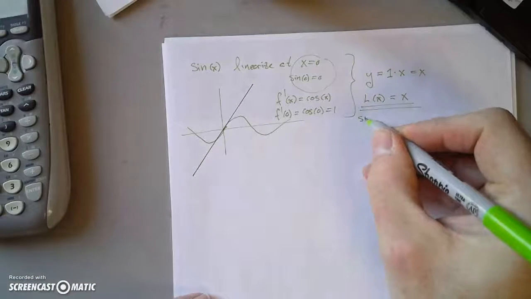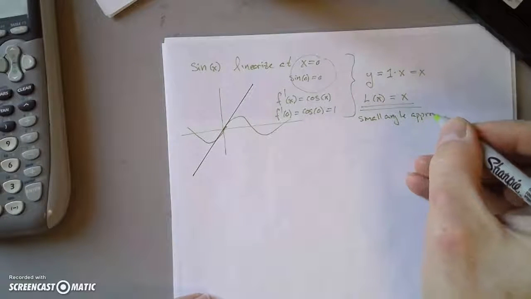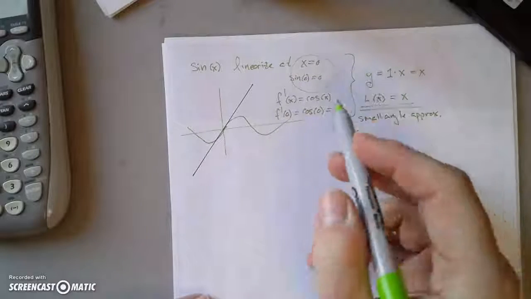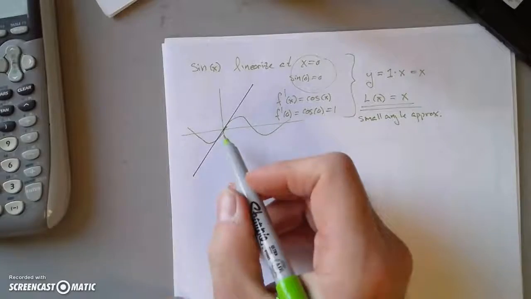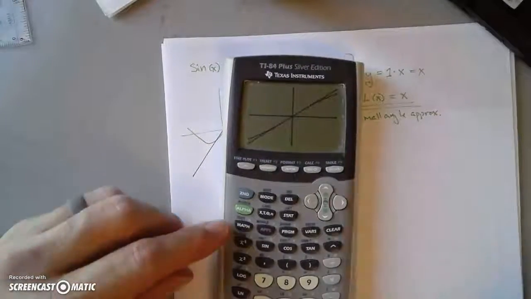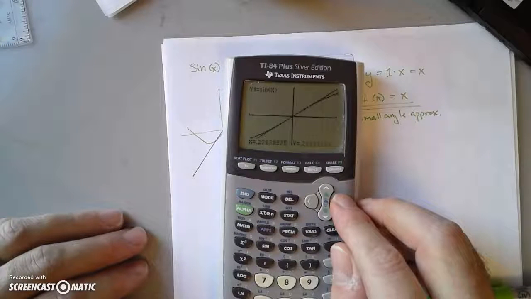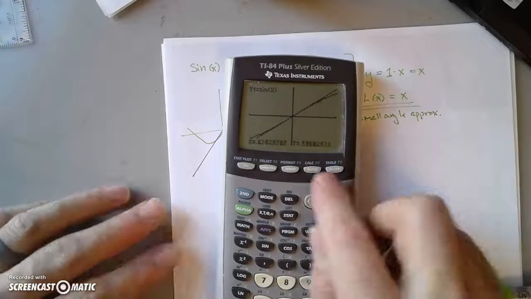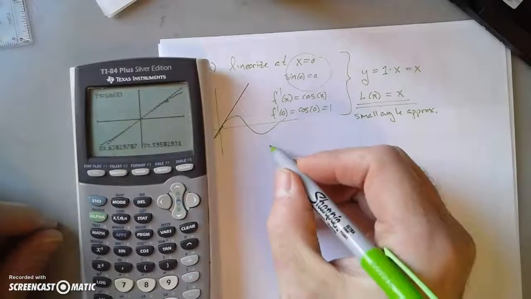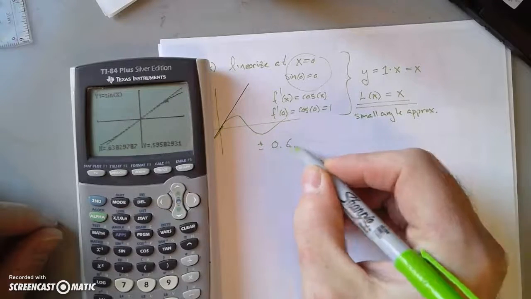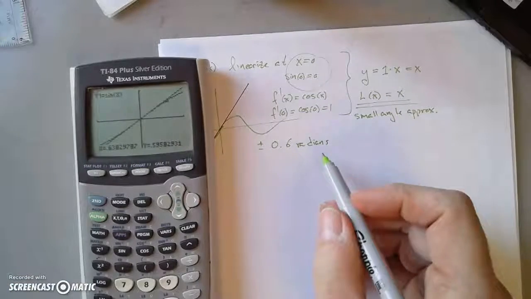This is also called the small angle approximation of sine, because the argument of sine is an angle. So there's a range here. You can look. Where does it look good? Well, it looks dead on, at least until up around here, about 0.6 radians. We're just eyeballing this, but plus or minus 0.6 radians, and you can convert it to degrees.